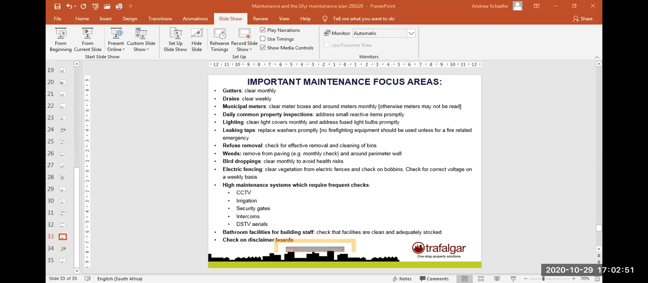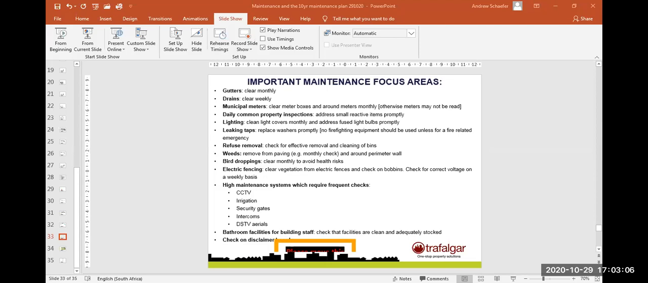Weeds, another simple item which can be sprayed with poison. Again, aesthetics. If somebody comes to site and you've got all these weeds going through the paving, it just doesn't look good. And people selling their units, people that are buying, they look at things like this.